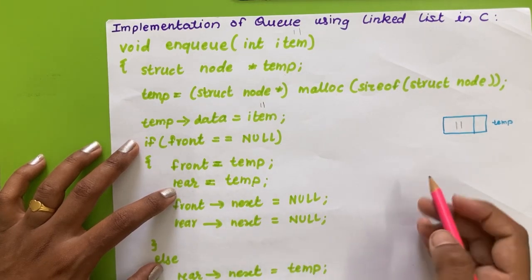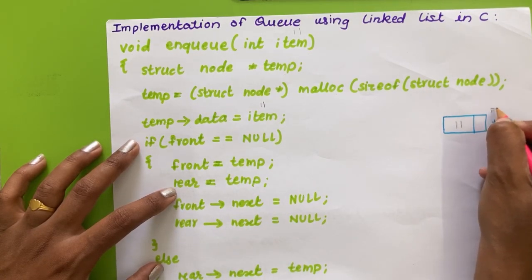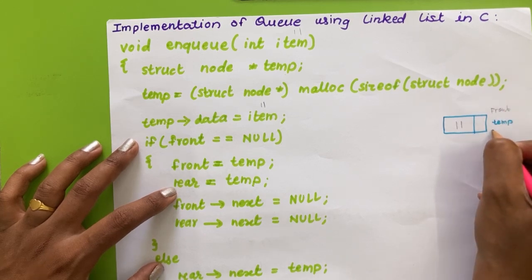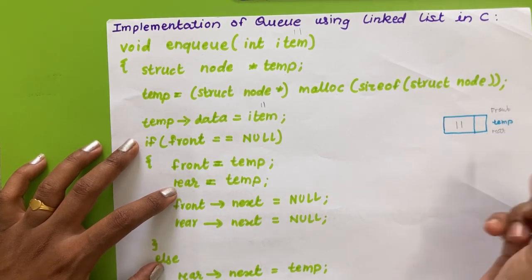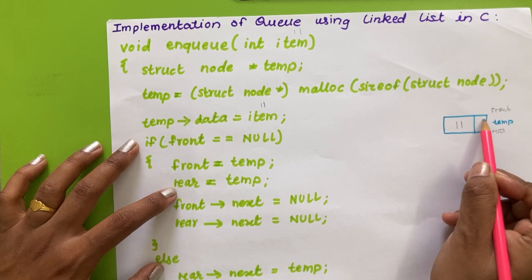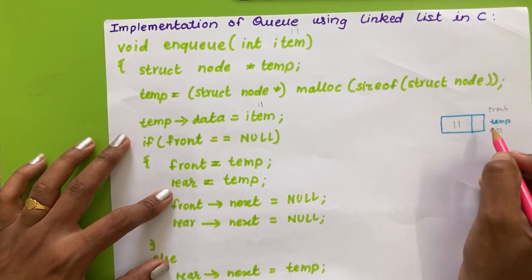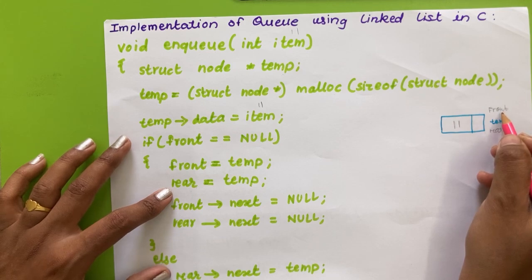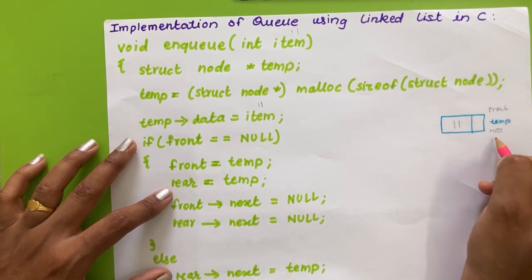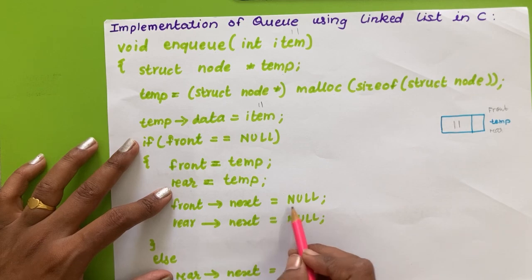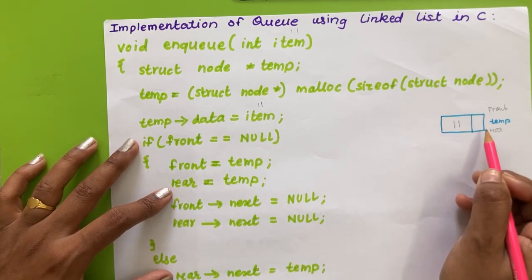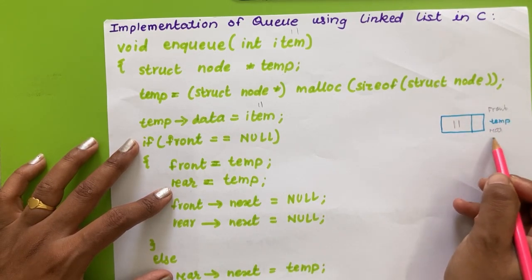Now we have assigned the value of front to temp as well as rear to temp. Now this is the single node present in the current queue. So we will mark front's next is equal to null as well as rear's next is equal to null. Means this is a single node representing both front as well as rear.